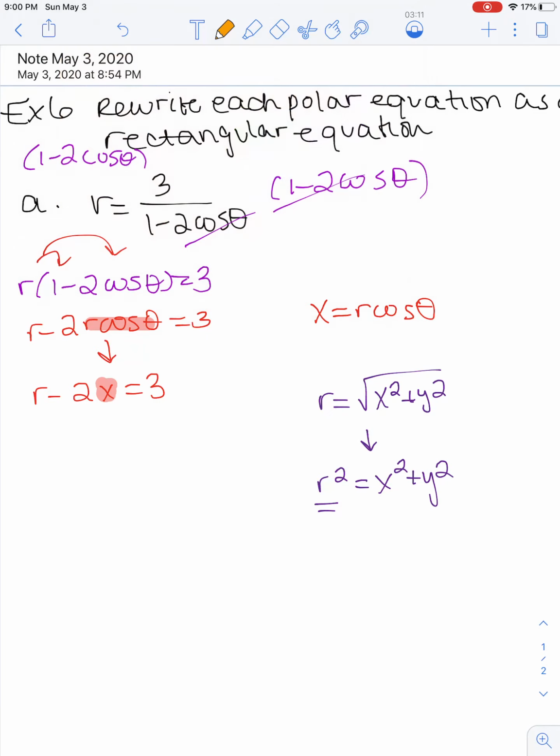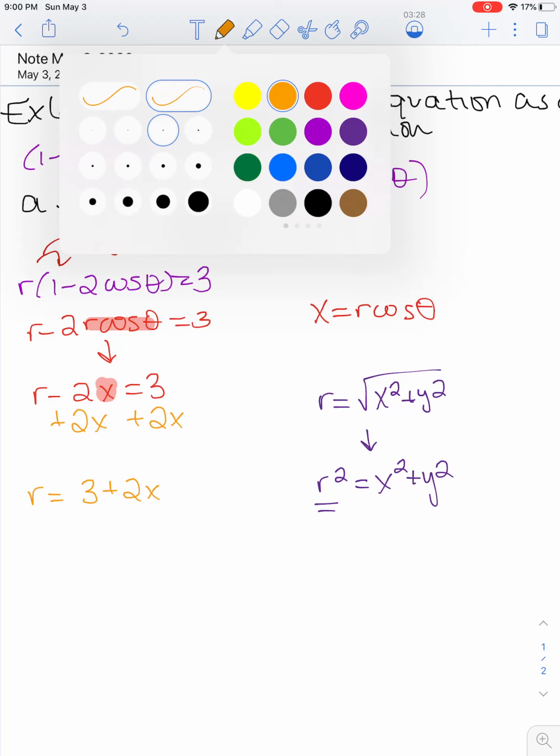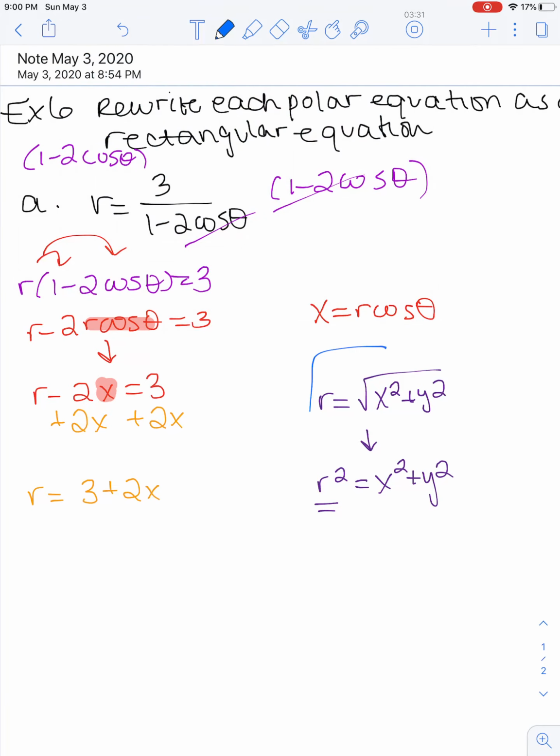Okay, so coming back over here to the equation that I was working on, I'm going to actually isolate r first. Okay, so I'm going to add over that 2x. That will leave me with r equals 3 plus 2x. Now, I have a couple options. I could go ahead and grab this equation right away, right? I can go ahead and say, hey, I have r all by itself. I can substitute in this x squared plus y squared. The square root of that is equal to 3 plus 2x. And now I have an equation in terms of x and y.